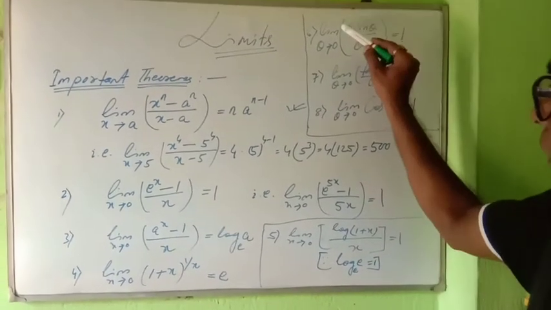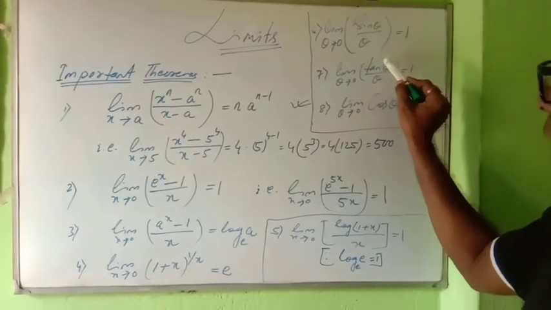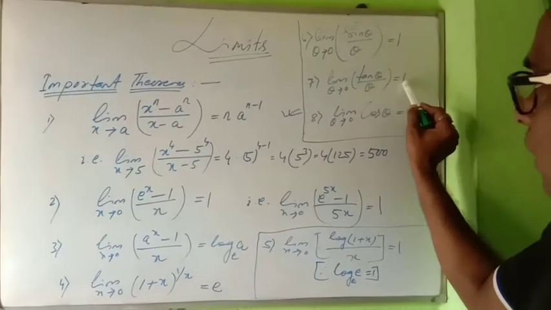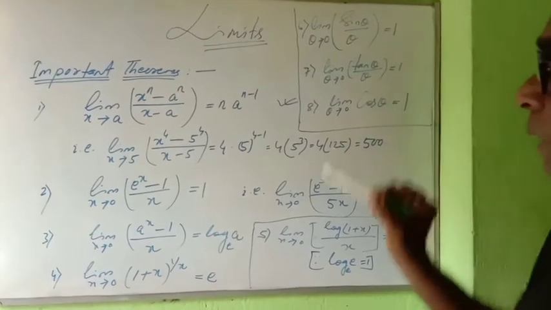And the trigonometrical formulas required: sin theta by theta, theta tends to 0, is 1. Tan theta by theta, theta tends to 0, is also 1. Limit theta tends to 0, cos theta value is how much? 1. That is each formula written here.